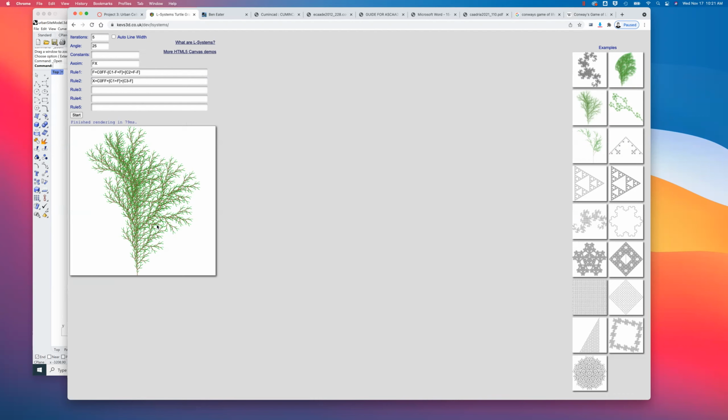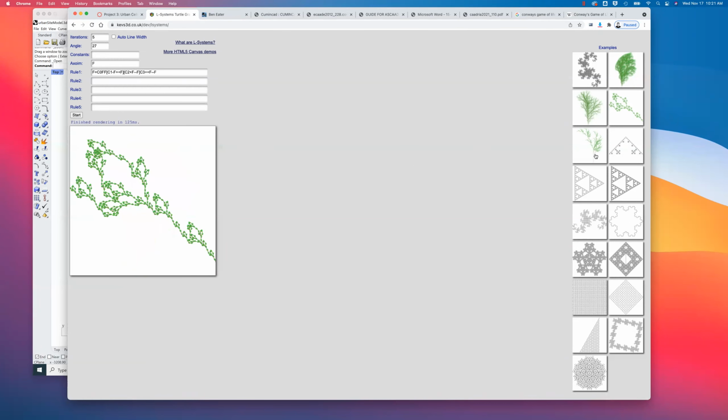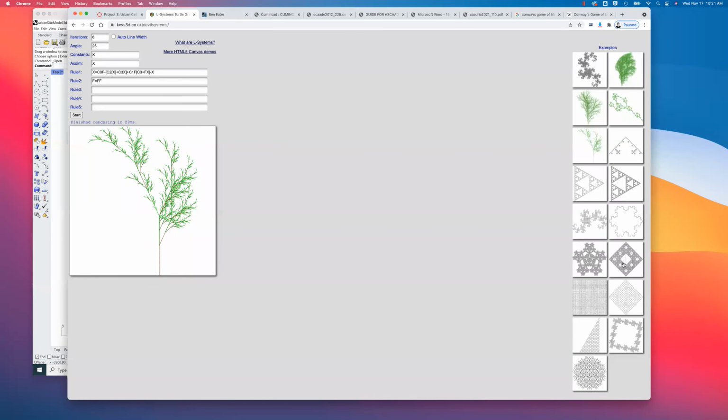You start to generate basically something that begins to mimic plant life and growth, right? So you can begin to look at different patternings. And that's what L systems were primarily thought of as, these branching systems.